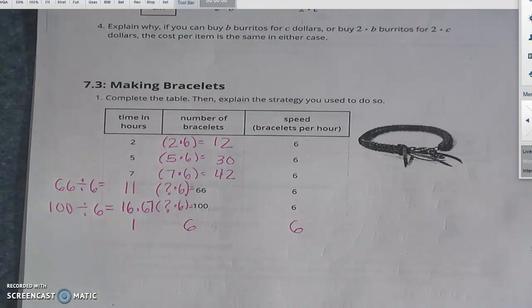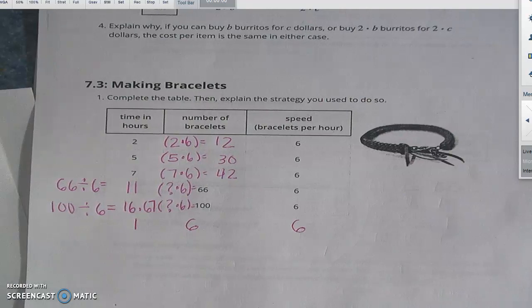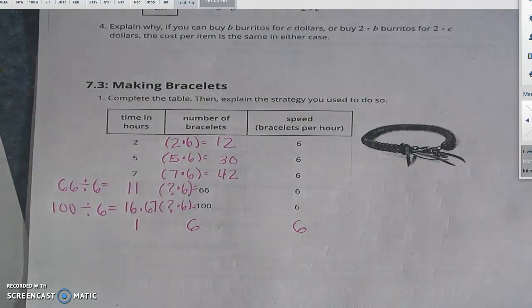Let me just check my notes to see if there was anything else I was supposed to tell you right now. Just a second. Nope, I think I'm good.